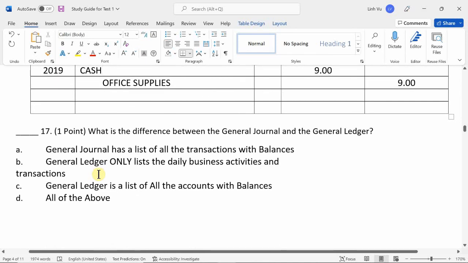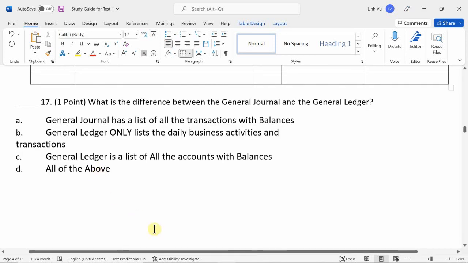All right. Okay, number 17. Okay. What is the difference between the general journal and the general ledger? D, all of the above.